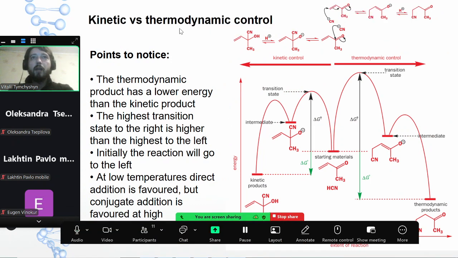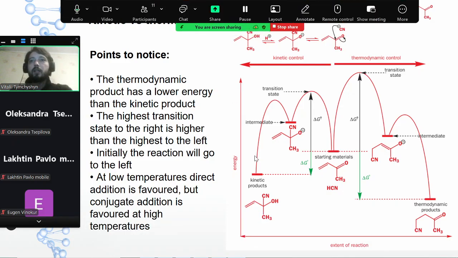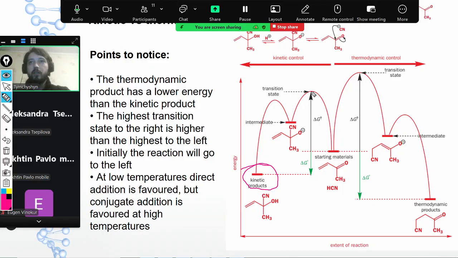Here is an example of kinetic versus thermodynamic control. In this case, you have kinetic products. These are the products that are easier to achieve because the transition state here is lower. And you have thermodynamic products that have overall lower Gibbs free energy here on the product side, but it may be more complicated to get there through this transition state.